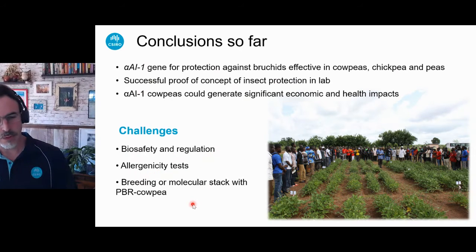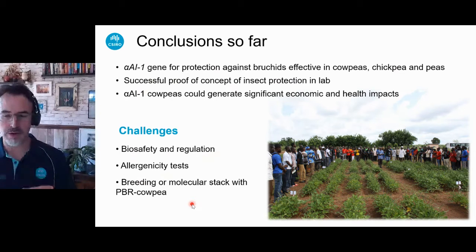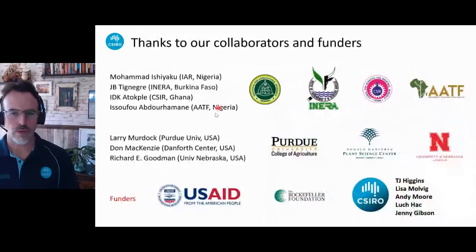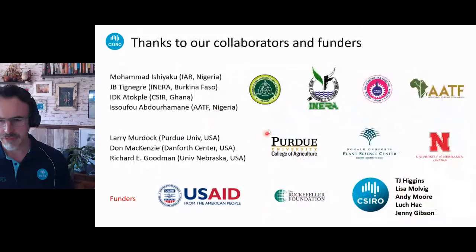And the final idea will be combine this alpha amylase inhibitor cowpea with our pod borer resistant lines. And this photo is from an open field in an area where the transgenic lines have been presented to farmers. Thank you to all of our collaborators in Africa and in US, and my team at CSIRO, of course.